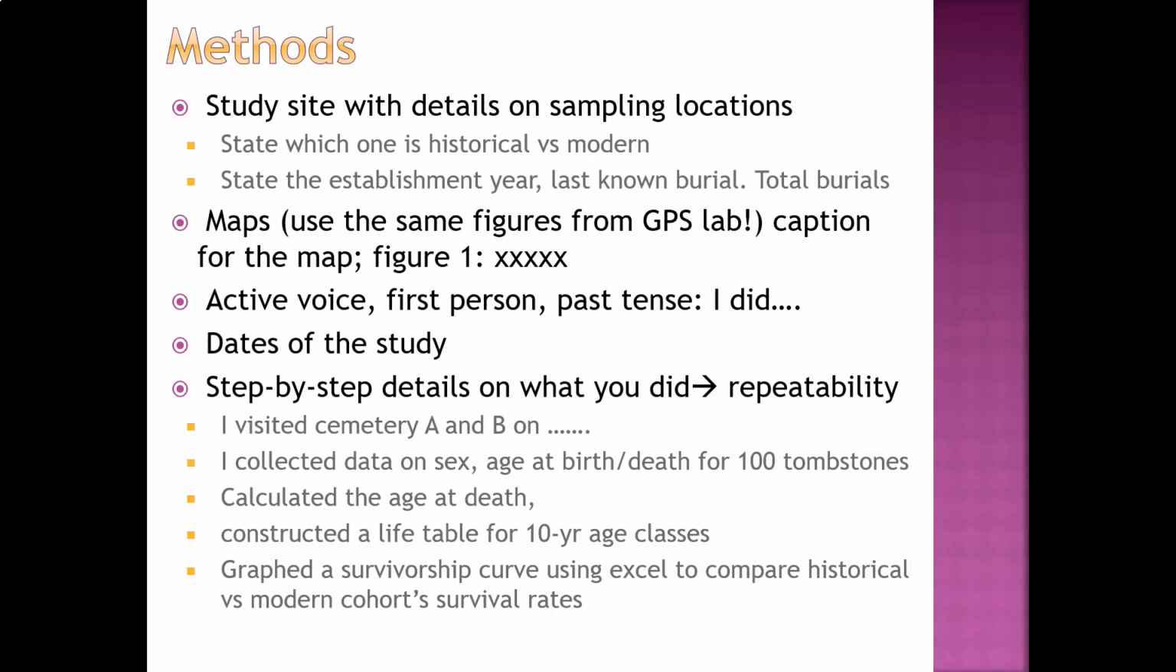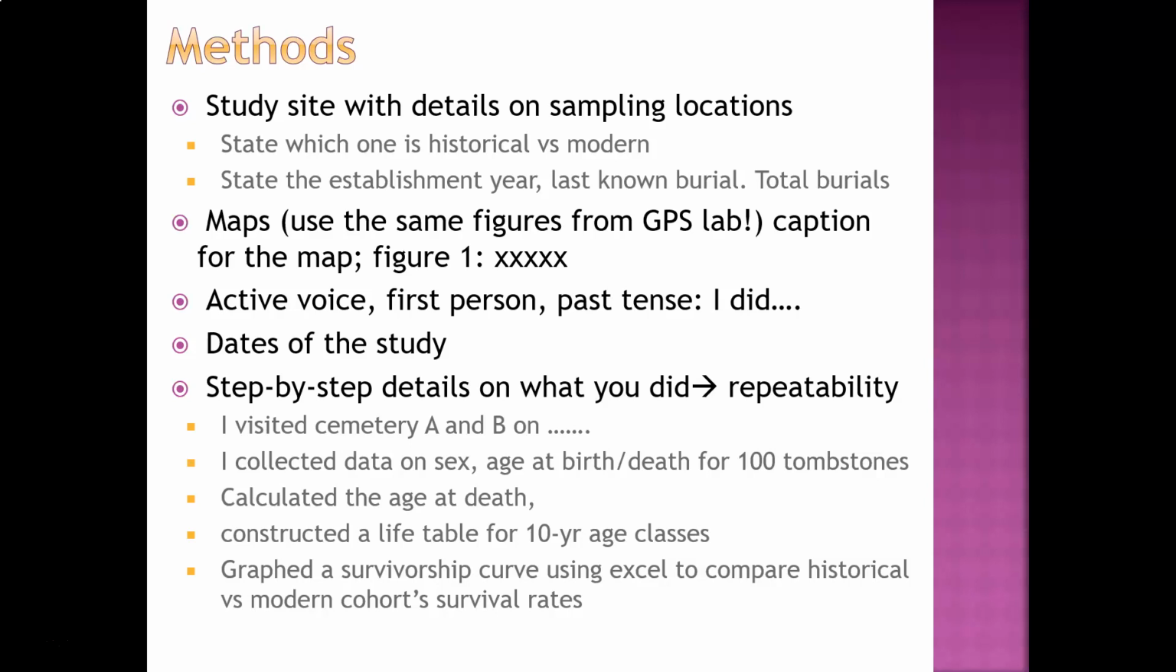Add those maps to the study site, and also add a short description about the study site. Mention which cemetery is historical and which one is modern. Mention what year each cemetery was established, how many burials were done, and when the last burial was done. If you stick with the two examples I provided in the lab manual in chapter 7, we provide some basic information. So you just have to write that information right here. Easy. So the study site part is extremely short. Then you go into the procedure, how you collected the data.